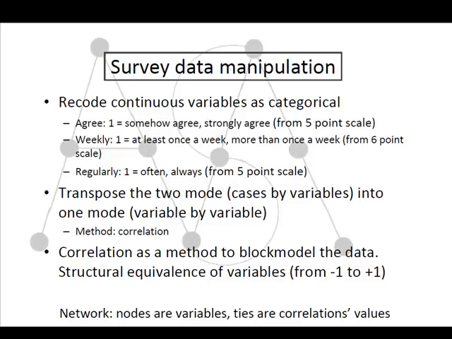And in network terms, correlation is a way of block modeling the data. Because I have the structural equivalence, I'm not going to go into what structural equivalence is, but basically I have values from -1 to +1, and I can start grouping the variables together according to similar values of correlation. So in network terms, now I have that the nodes of a network are variables, and the ties are the correlation values.